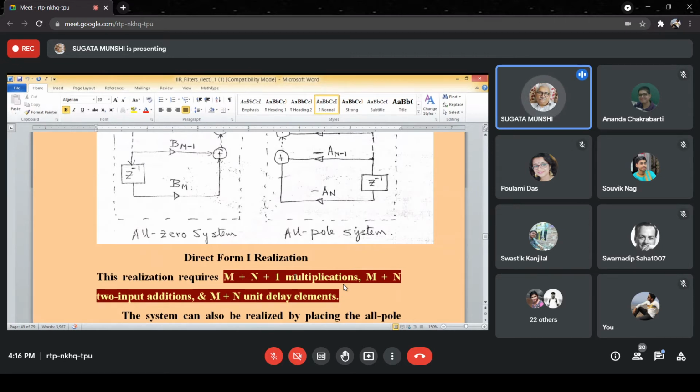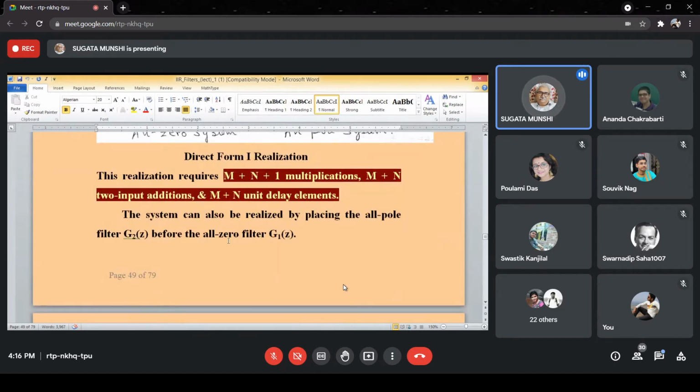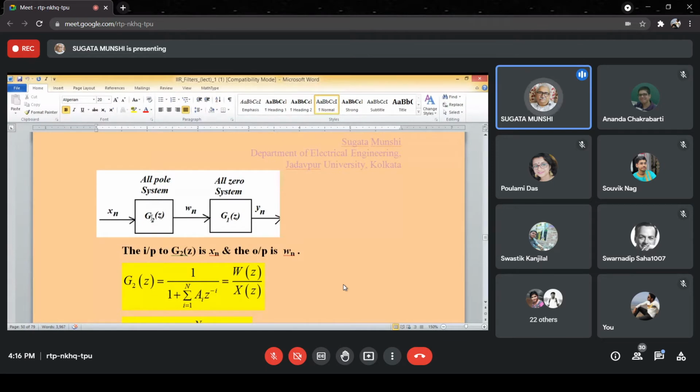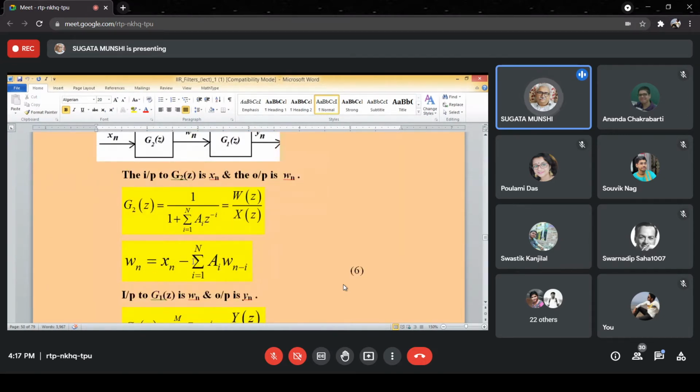Now we are trying to explore the second option. We will place the all pole system G2(z) first, and then attach to it the all zero system G1(z). So this is the situation. G2(z) first, obviously its input is x[n], and the output we represent by w[n], which is the input to the all zero system which we have attached, and its output is y[n]. First consider G2(z), that is the expression, equal to W(z) by X(z). On cross multiplying, rearranging the terms and taking the inverse Z transform, you get w[n] equal to x[n] minus this summation.